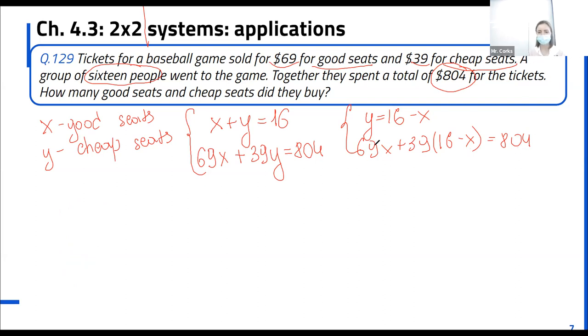Like we have 69 and 39. It definitely can be divided by 3. So let's try to divide it by 3 and check what we have. So 69 by 3 is 23. Works. 39 by 3 is 13. Works. Okay. And 804 by 3, we can try. So I was told that I have weird methods, but still.